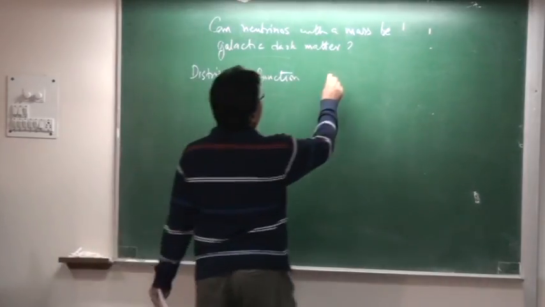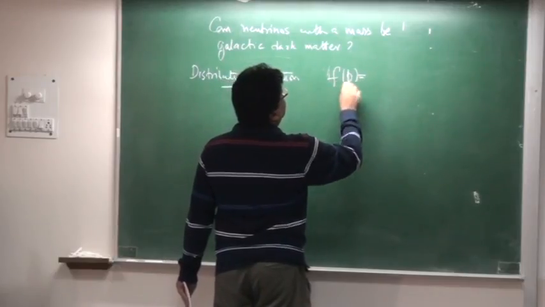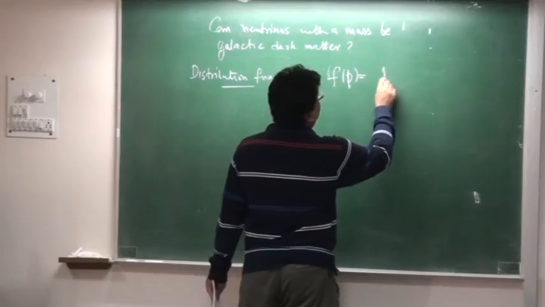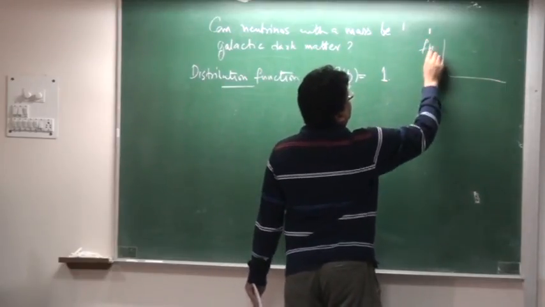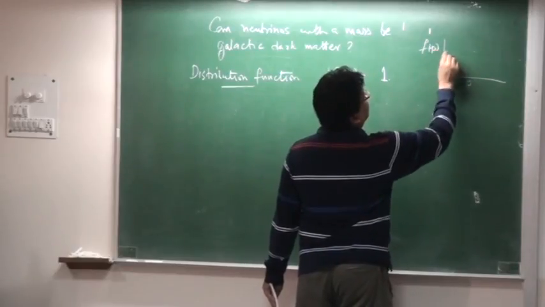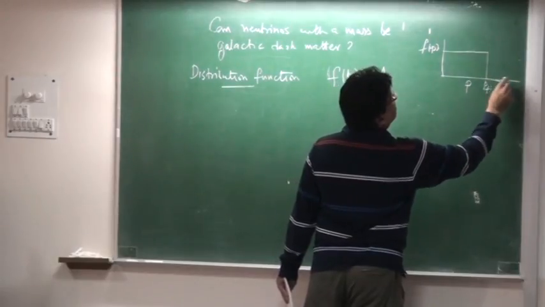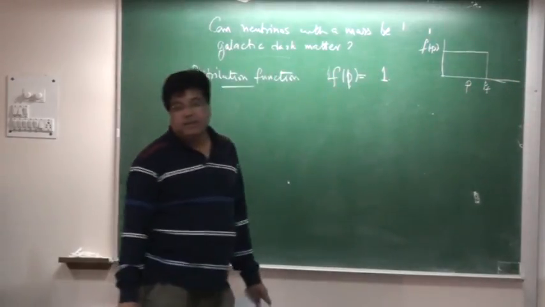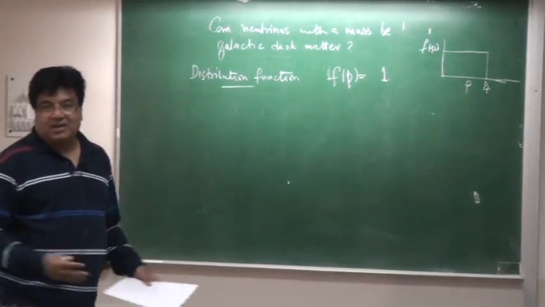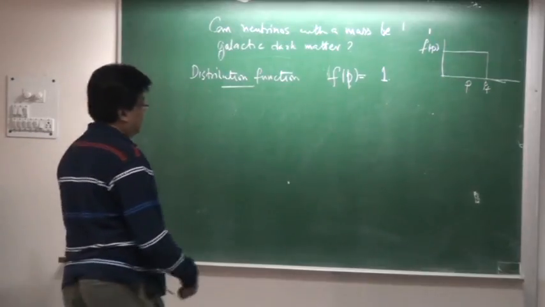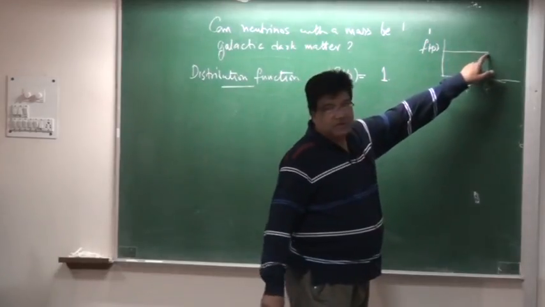I hope you have seen some distribution function. This distribution as a function of p is 1 till some pm, and it is 0 after that. Momentum. Distribution in momentum. So this is what is called the degenerate limit, that you are packing in one fermion for each momentum state and 0 outside.